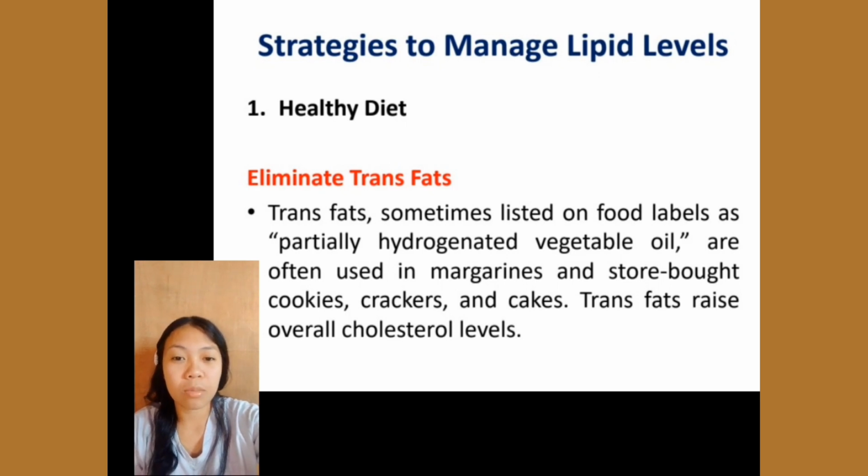So kasagaran makita nimo ni siya sa mga cookies, crackers, o sa mga cakes. So kani siya pod ang reason kung ngano nga mataas ang imuhang cholesterol.